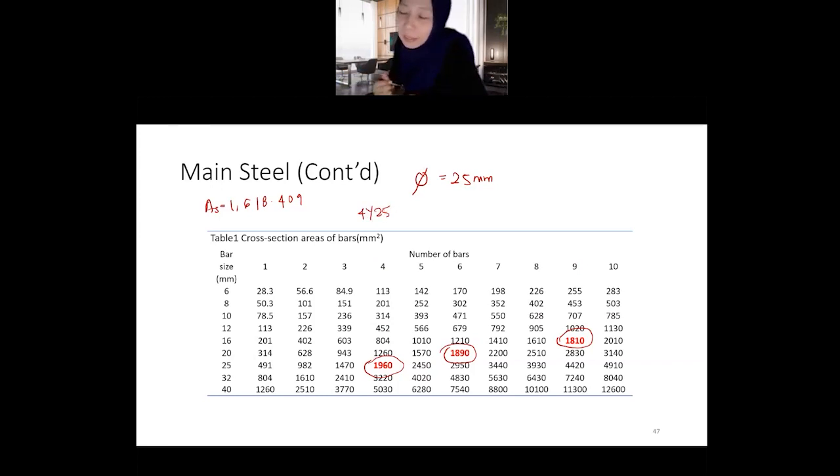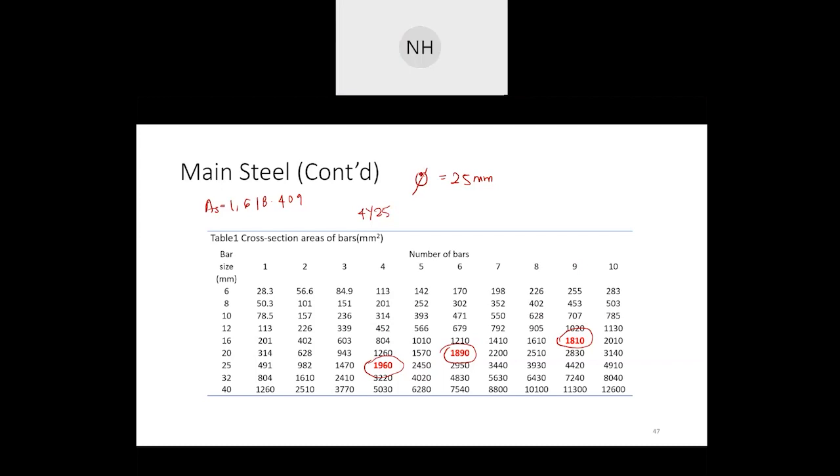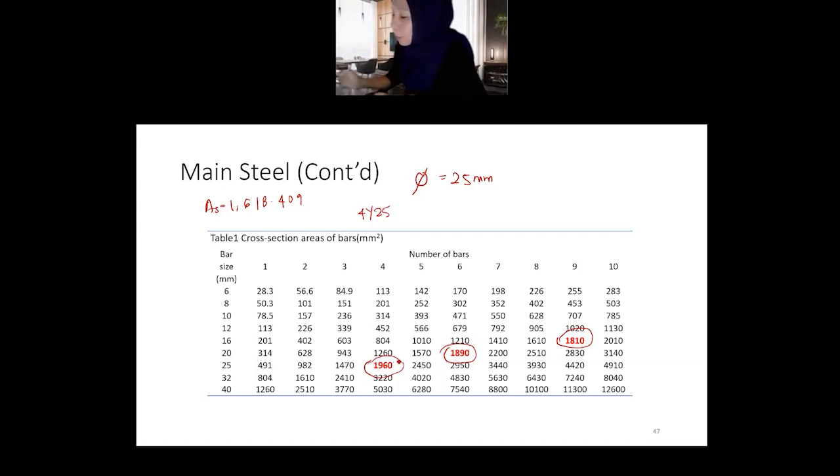Kenapa Y? Ingat lagi, sebab this is high tensile. Dia dah bagi 460 as dia punya steel strength. So ingat dia high tensile. Bila high tensile Y lah. 4Y25. You can also use 6Y20. You can also use 9Y16. You have like a few choices.